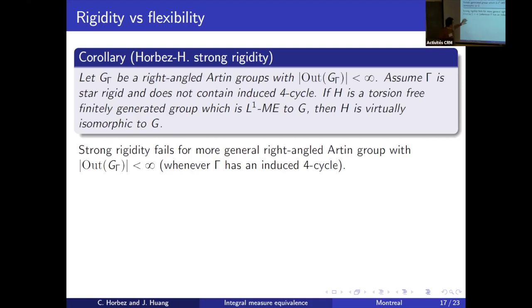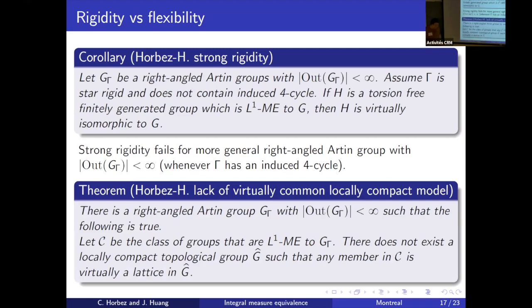And this kind of rigidity will fail whenever gamma contains an induced full cycle. Now I wanted to comment: here I said that this strong rigidity holds true for some class of right-angled Artin groups. You could ask whether, in the case where the strong rigidity fails, you have a slightly weaker form of rigidity, where there is a common locally compact topological group which can uniformize all the groups in the class which are L1 ME to your group. And it turns out that this is actually not true.